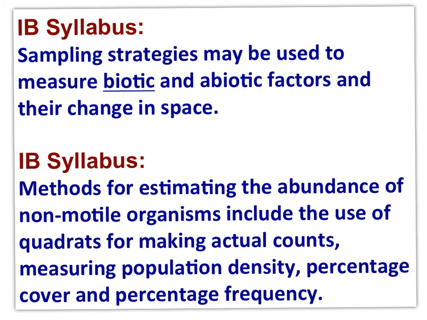Now, we've just looked at strategies for measuring abiotic factors. Now let's look at sampling strategies used to measure biotic factors. The methods for estimating the abundance of non-motile organisms, like plants, include the use of quadrats for making actual counts or measuring population density or percent cover and percent frequency.